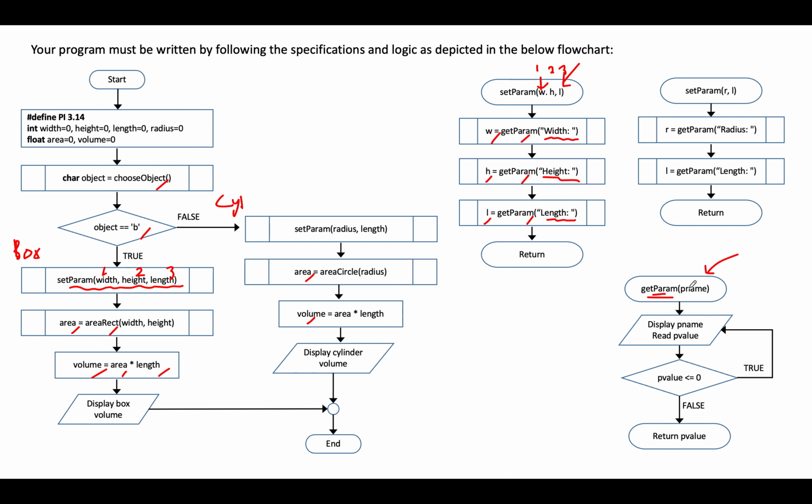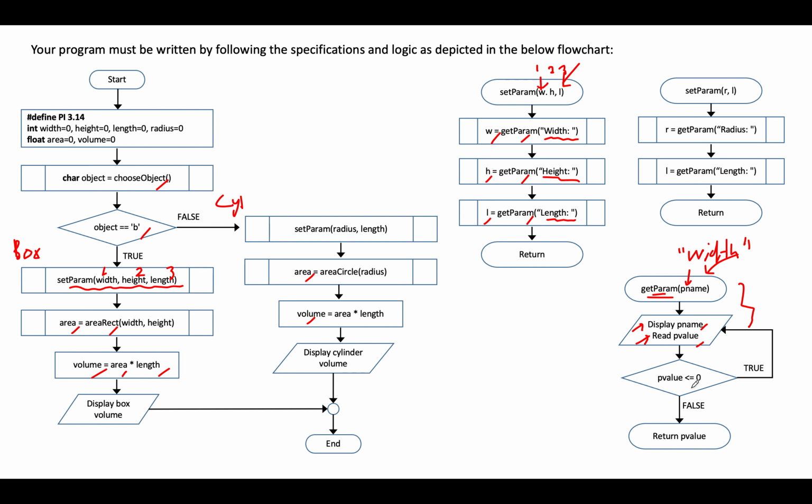In get parameter, you have this p name. p name will receive whatever you define here. Get parameter width, so here will be width, for example, and then it will display p name, meaning the width will be displayed. Then you should see display p name, then read p value. So you need to declare p name and also p value somewhere inside the get parameter function. Read p value will store any value for the width, height or length here.